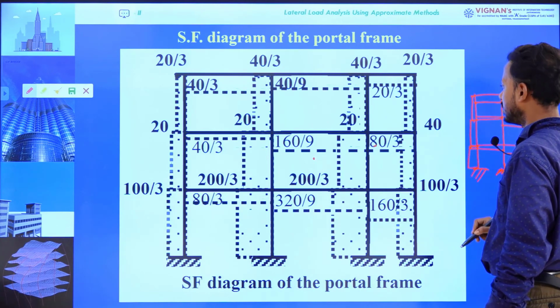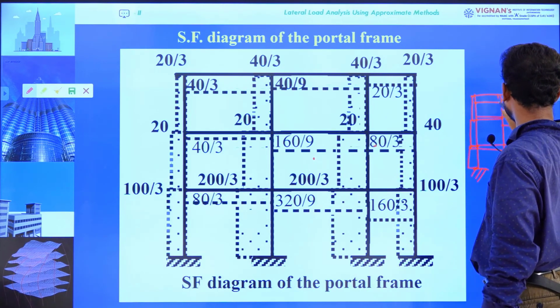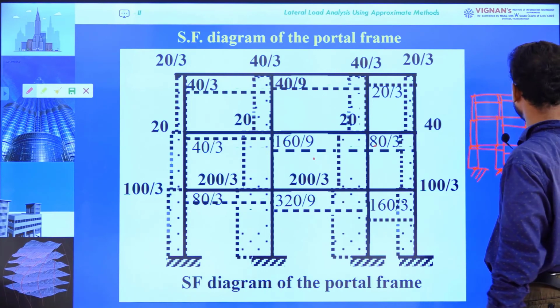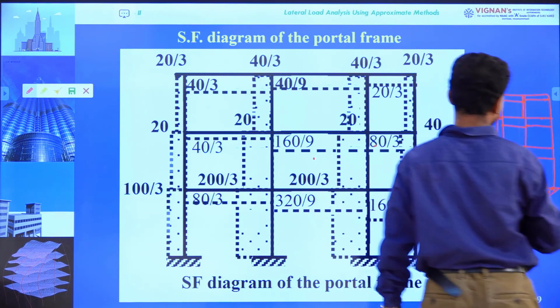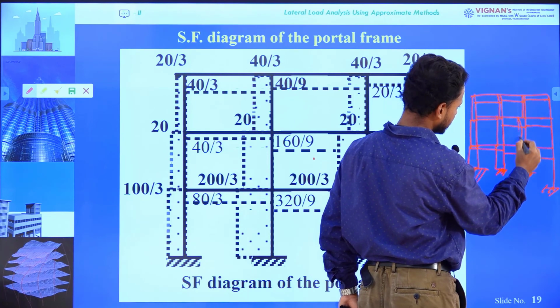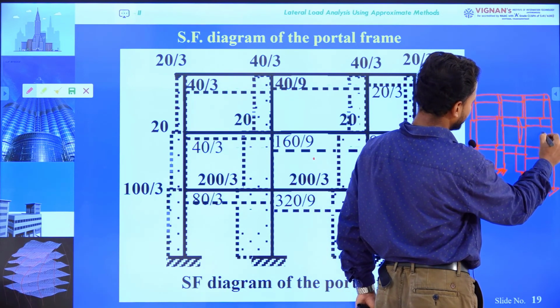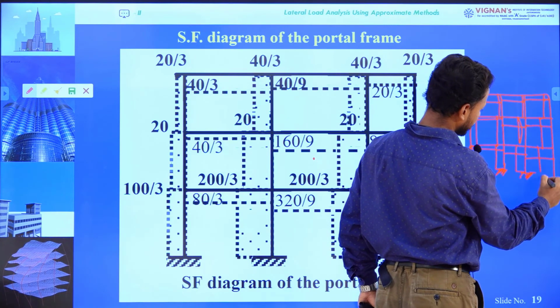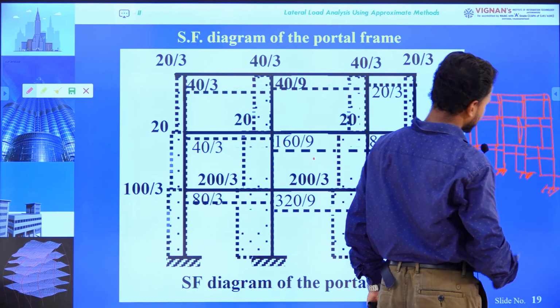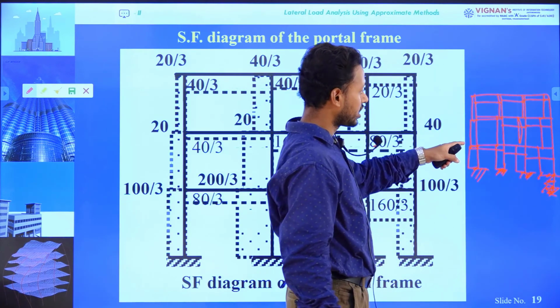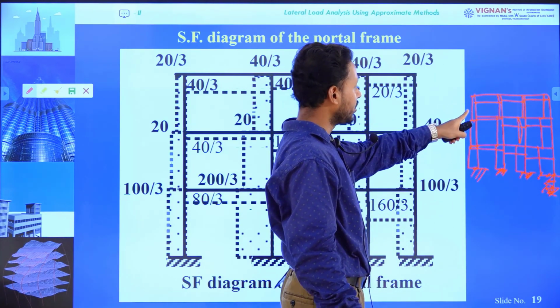Next column, like this, and like this. Next column, you draw the shear force like this, like this, and like this. Next column, the shear force will be like this, like this, and like this. So in this way you can draw the shear force diagram of the given portal frame.